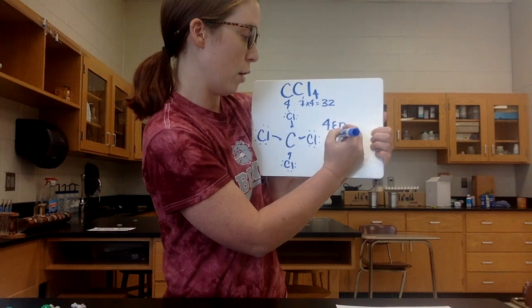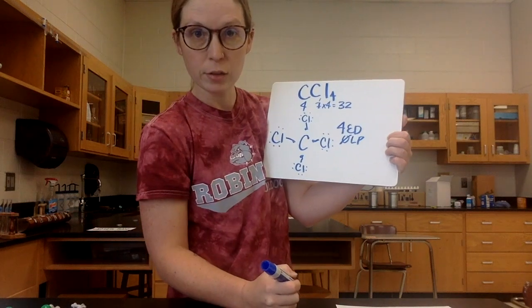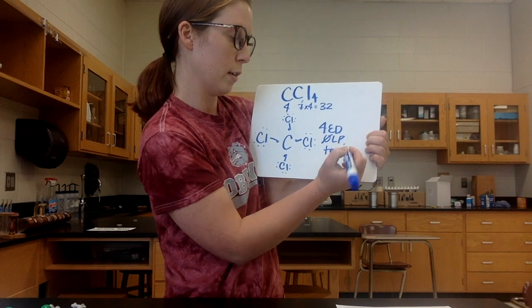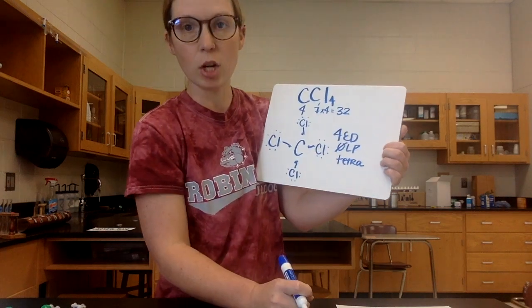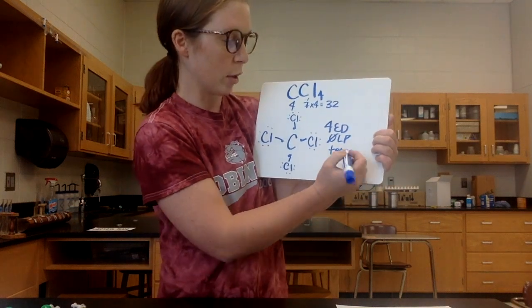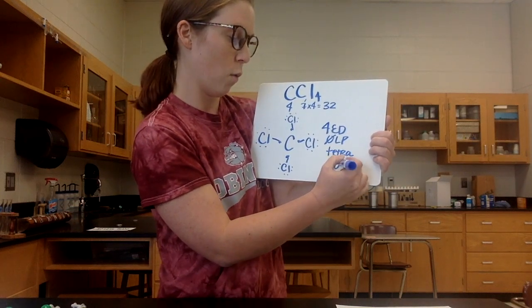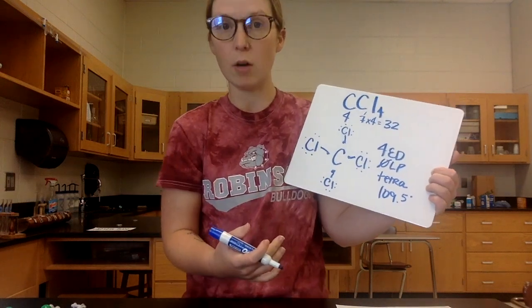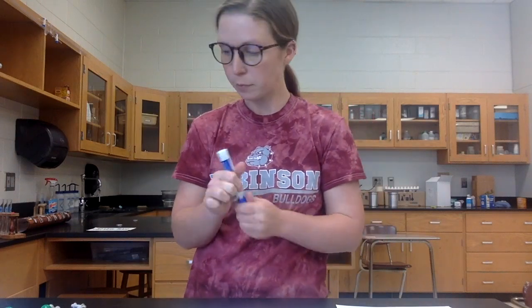All right, so based on this Lewis dot structure, you have 4 electron domains. You have 0 lone pairs, which means you should have a tetrahedral geometry, because that is the electron geometry for 4 electron regions. So you're going to have a tetrahedral geometry with a 109.5 bond angle, which is all information you need on your data chart. So now let's build it and let's see what that looks like.